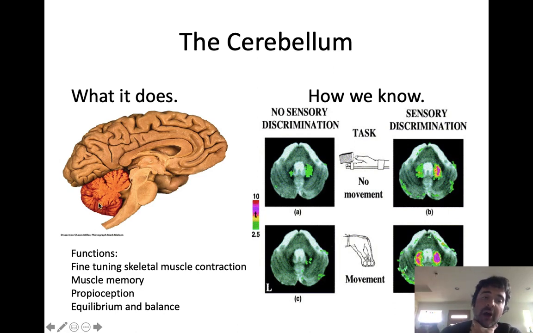Alcohol, one of the regions alcohol hits the hardest is the cerebellum. So if you're unable to do that because alcohol has shut that region of the brain down, it may indicate that you have a high blood alcohol content and that region of your brain isn't working properly.